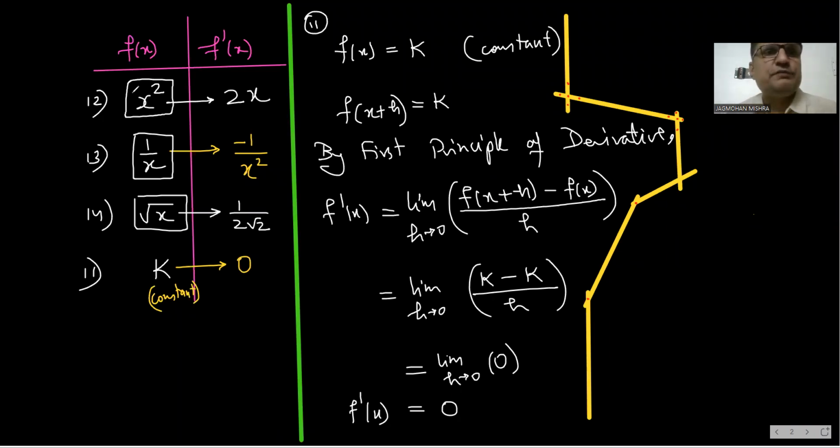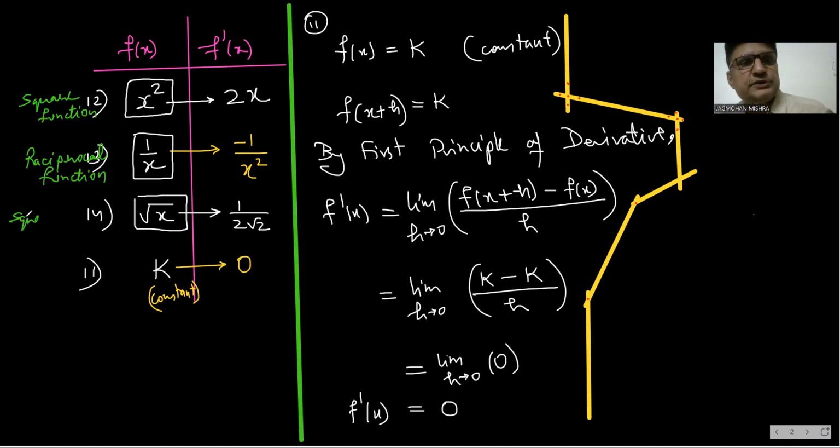So what is name of x square function? I will call this as square function. It is a square function. Please understand, student, when I say square function, I mean it is square of x. Okay. What is this? It's reciprocal function. Please keep writing the name of each function. Then what do I write here? This is square root function.